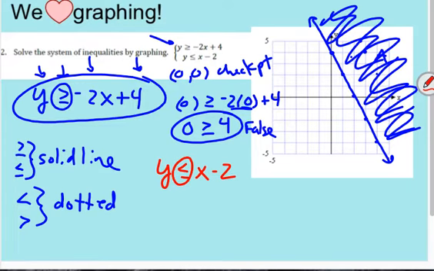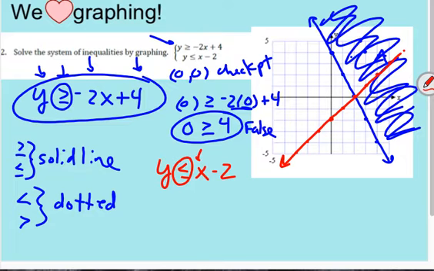My y-intercept is -2. You can see my slope right here is 1 over 1. So up 1 over 1, and going back the other way, down 1, back 1. Negative over negative is a positive. This is a solid line.